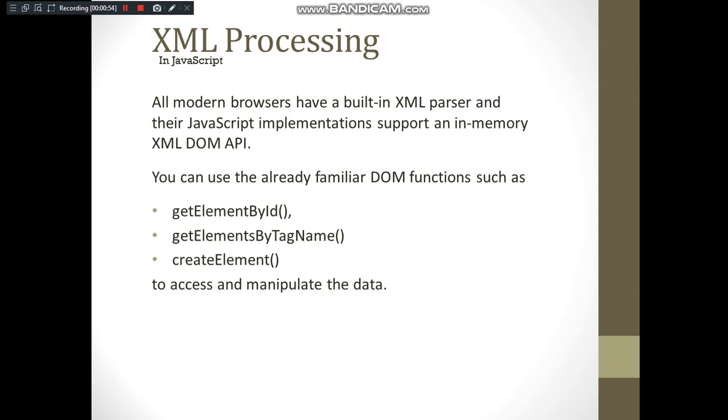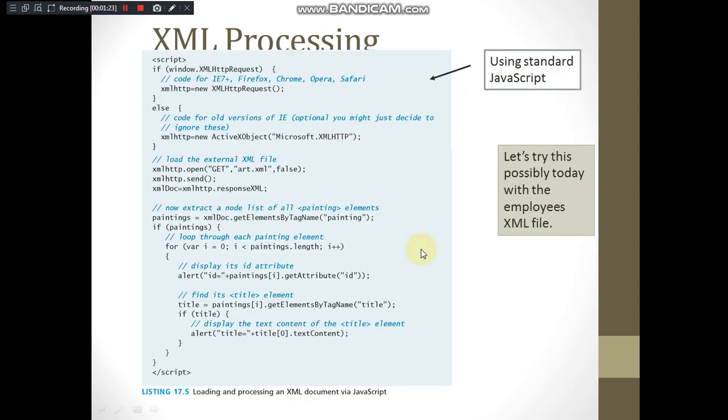So we'll see how to do this XML processing through JavaScript. Almost all modern browsers have a built-in XML parser, and therefore a JavaScript implementation of an in-memory XML DOM API can be done. We can just make use of already existing DOM functions of JavaScript like getElementById, getElementsByTagName, createElement in order to access and manipulate the XML data. So we'll see one example of how to do this.